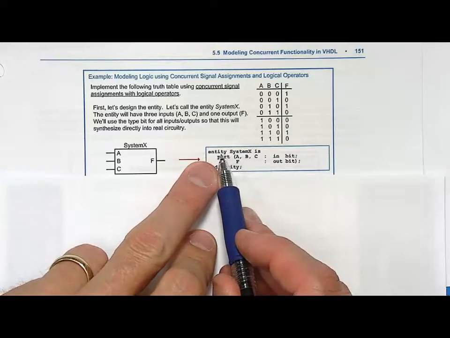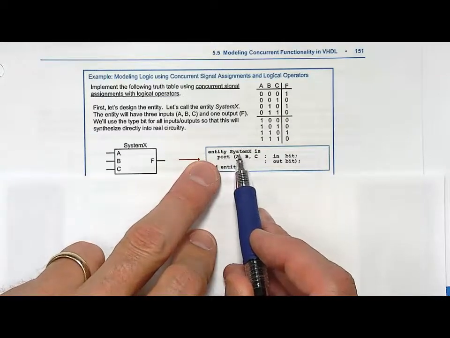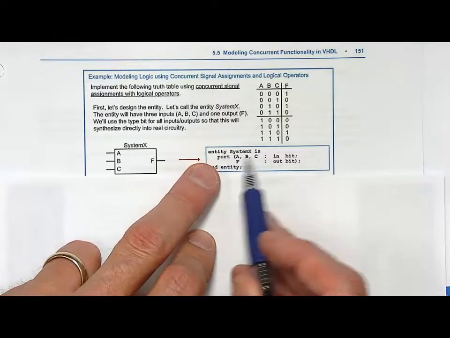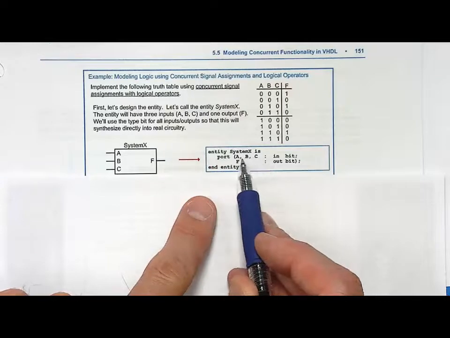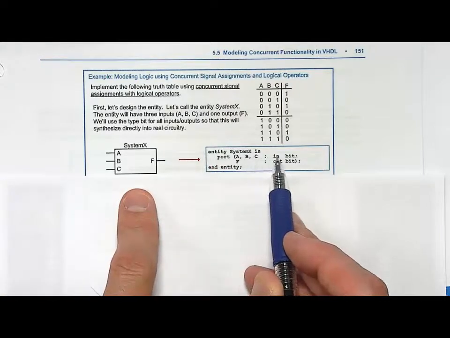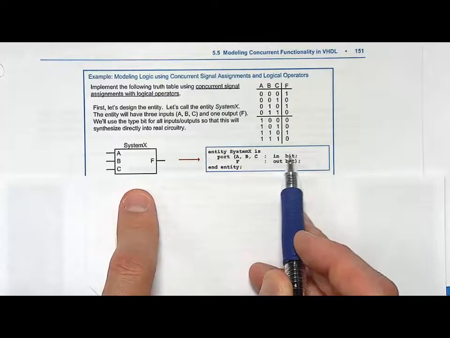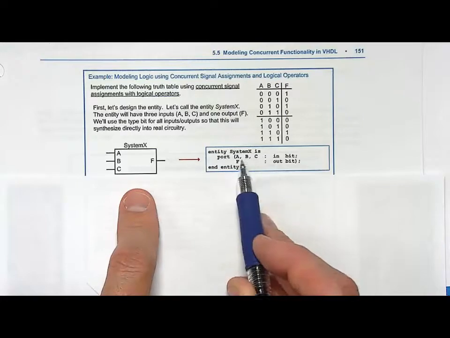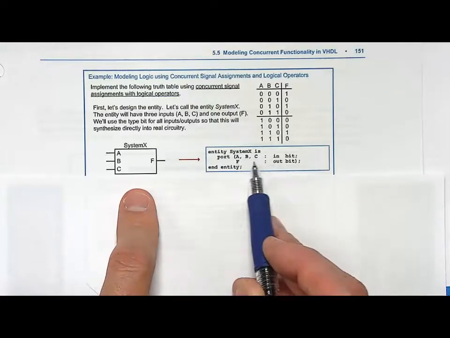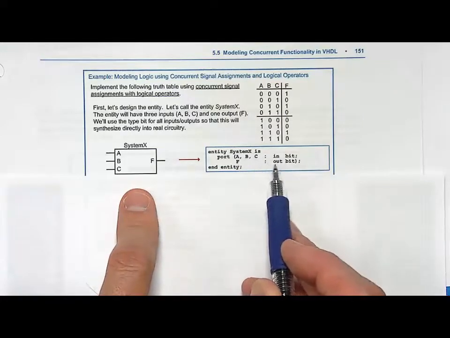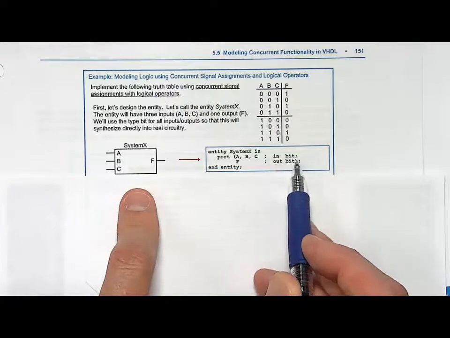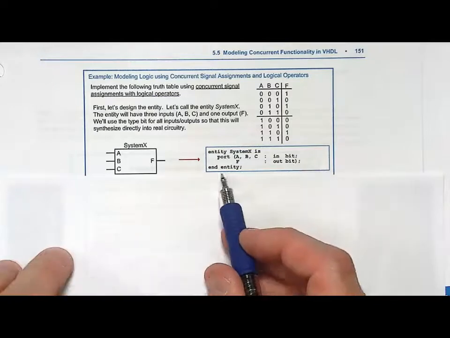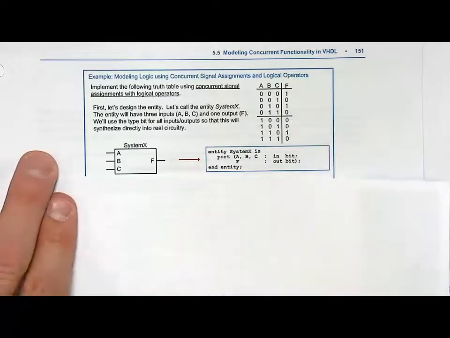So I go keyword entity, give it the name of the system, systemx, keyword is, keyword port, and then I'm going to list the inputs and the outputs. A, B, and C are the inputs. So they have the mode in, the type bit. I can put them on the same line, comma delimited, because they have the same mode and type. F is the output, so I put it on its own line, colon, out, the mode is out, type is bit. Notice the semicolons here. Notice this last semicolon is outside of the parentheses. End entity. So that's the first part of my design.